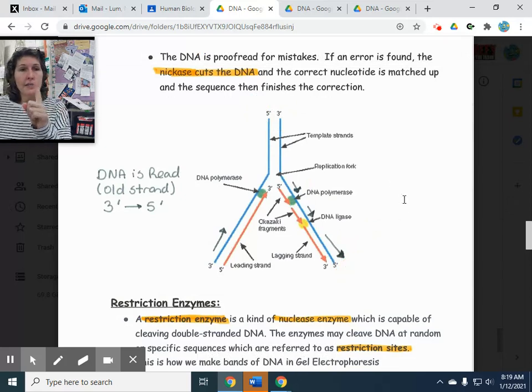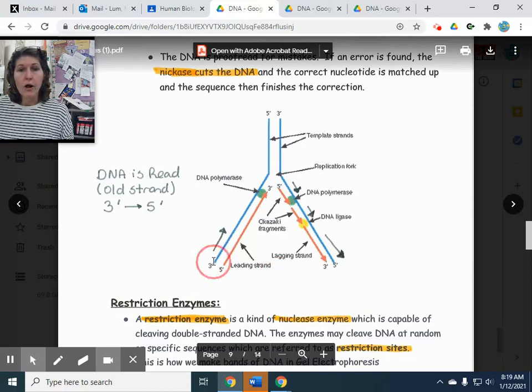So we had topoisomerase. It took that double helix twisted ladder and made it into a ladder. Helicase came in and broke my hydrogen bonds. And it's creating this replication fork. So right now, here's my replication fork. It's going to keep opening up. So it started way down here, and my blue strands, my original strands, started opening up.